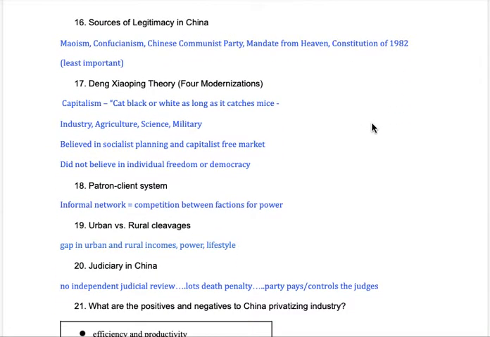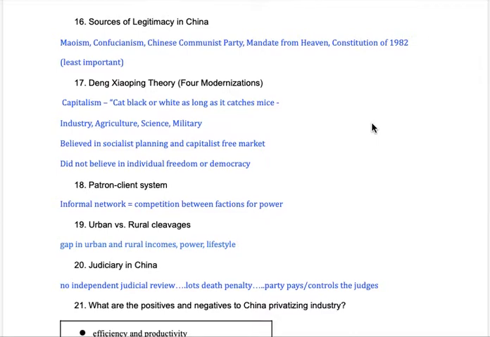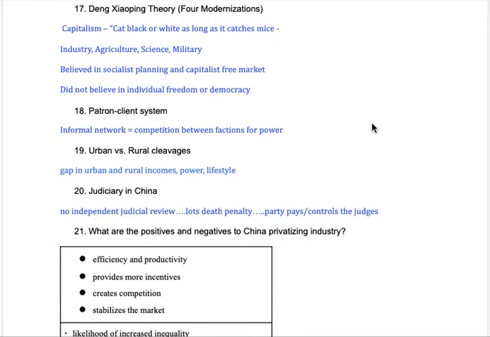For legitimacy, looking at sources, we talked about Maoism, Confucianism, the Communist Party itself, and the mandate of heaven in the past. The Constitution is there, but it is the least important concept when it comes to legitimacy. Deng Xiaoping theory is for modernizations. He had this phrase: cat black or white, as long as it catches mice. It doesn't matter if it's black or white, as long as it does its job.